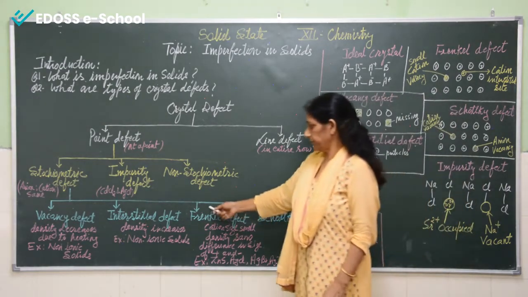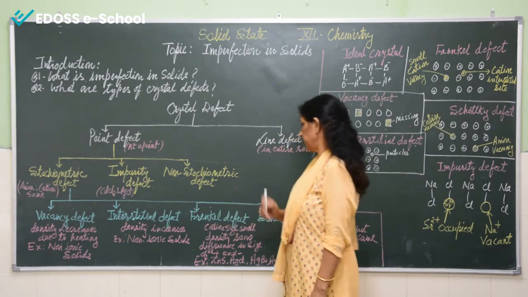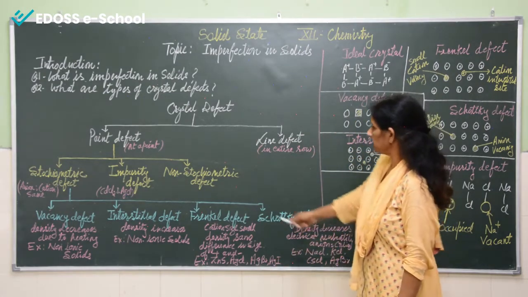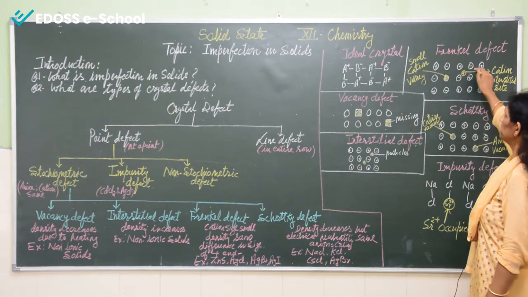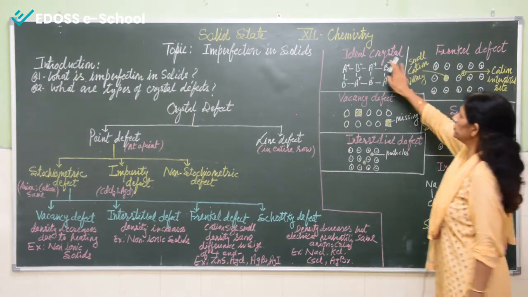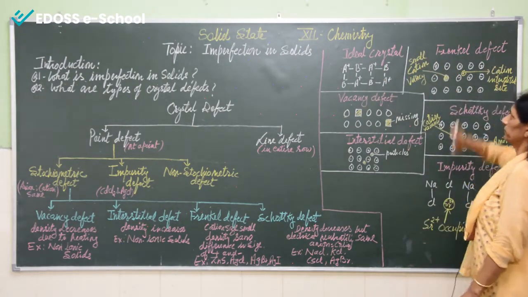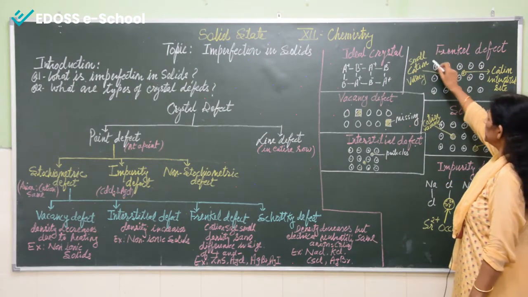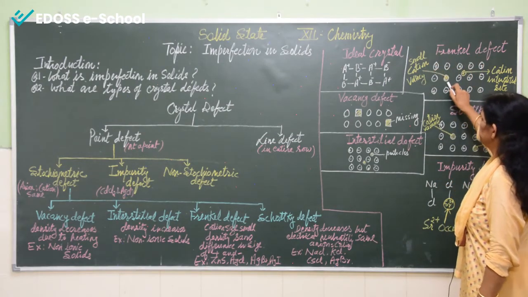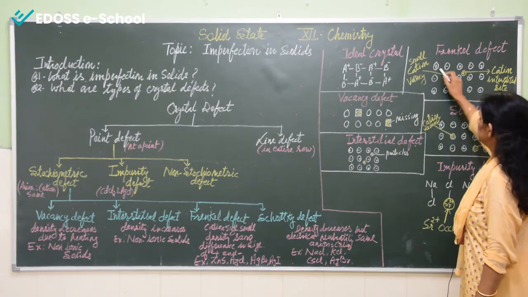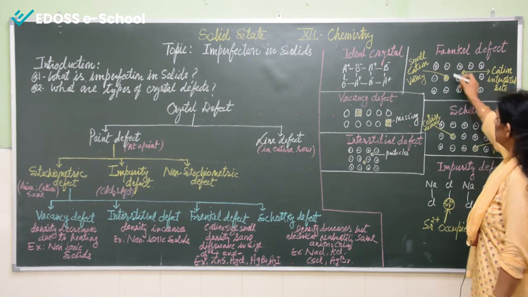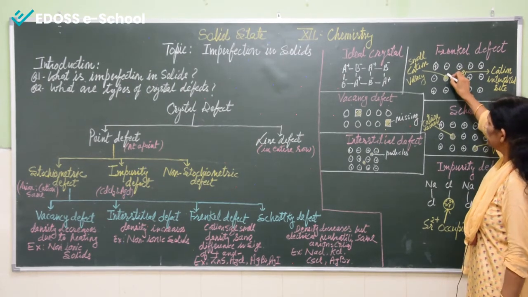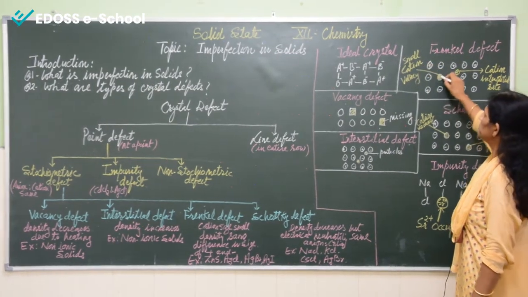Now coming to this Frenkel defect. What is Frenkel defect? Again come to the diagram. See this. Suppose this is an ideal crystal, but in this ideal crystal you can see it is positive, negative, positive, negative in this way. But from here, one positive ion or cation is missing from its site.